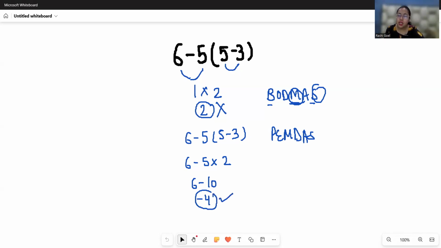So what is the correct answer? Negative 4, not 2. I hope it's clear and you find it useful.